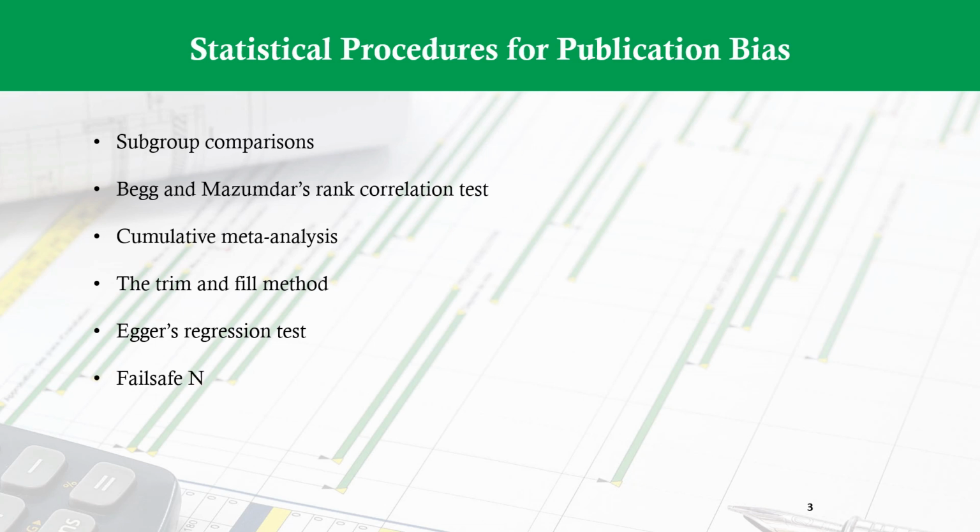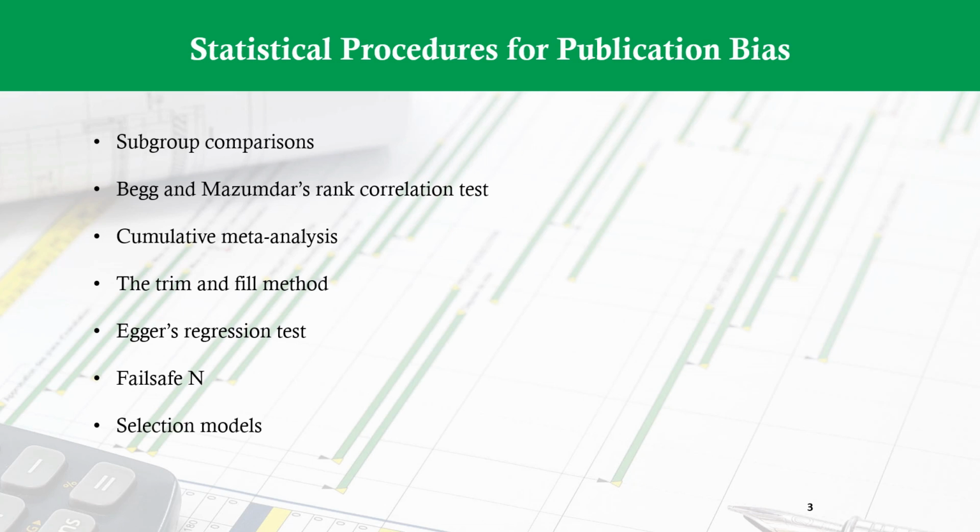Failsafe N. This estimates the number of non-significant studies that would need to be added to the analysis to make the overall effect size non-significant. If the failsafe N is large, this may indicate publication bias.